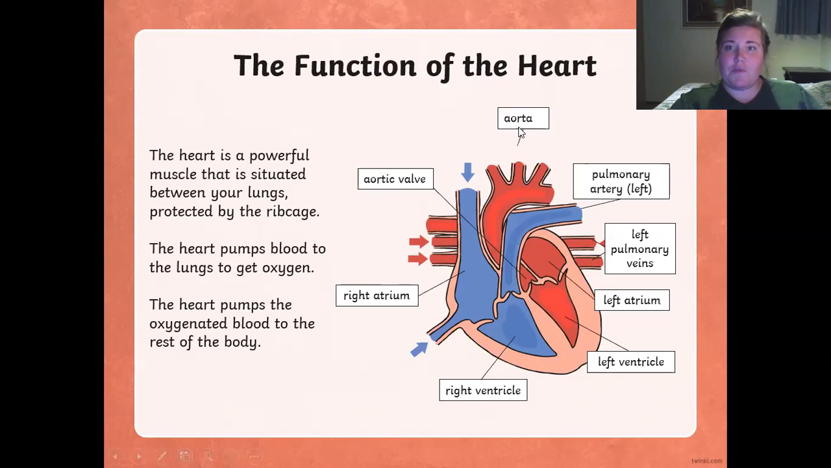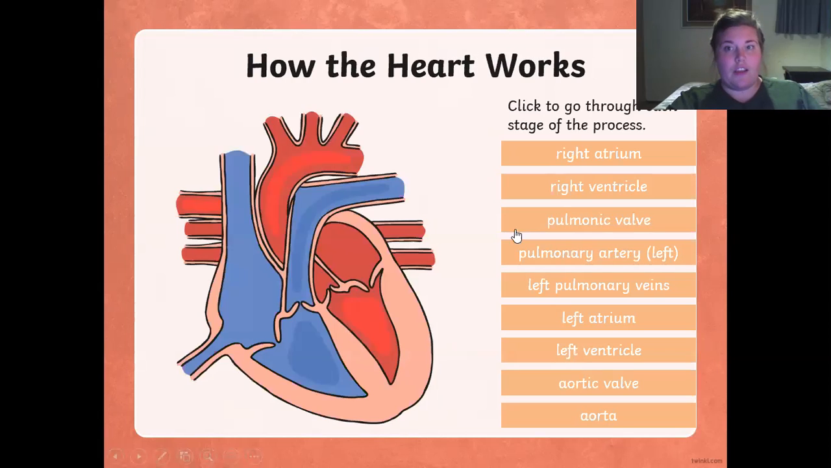As you can see with the diagram over there, we have all the labels of the different parts of the heart. We'll be looking at that in the next slide in more detail. So let's take a look. Right, so we're going to click to go through each stage of the process. You can watch the heart over there and it will show you exactly the flow of the blood within the heart. So the first one we're going to be looking at is the right atrium.